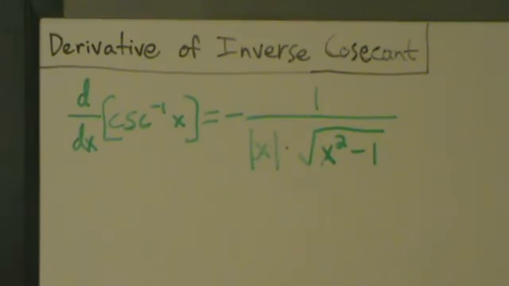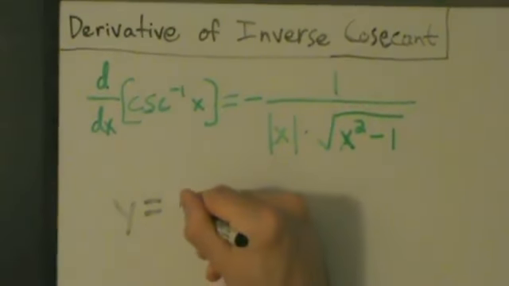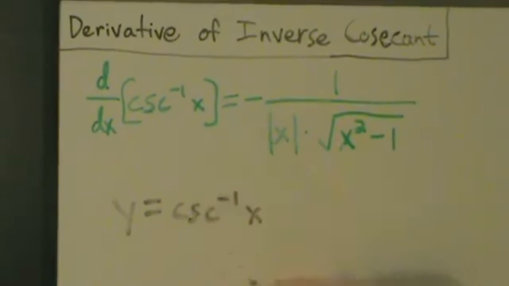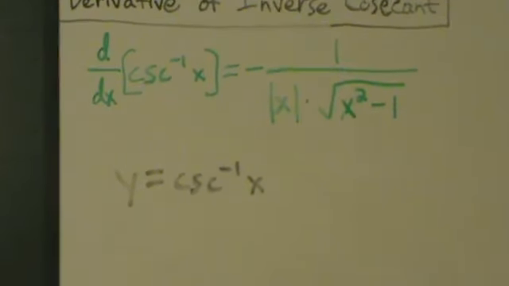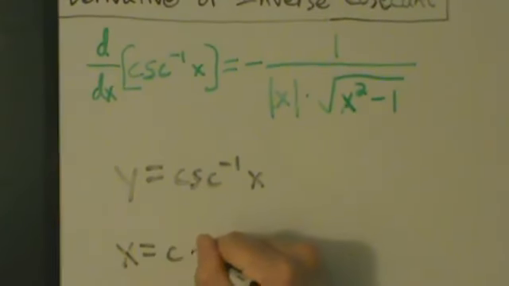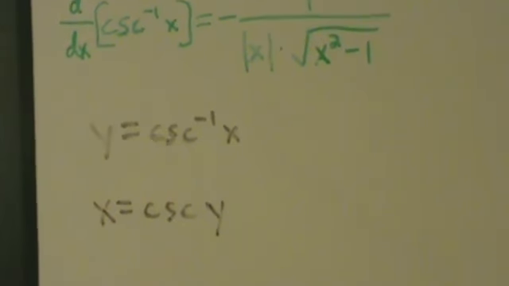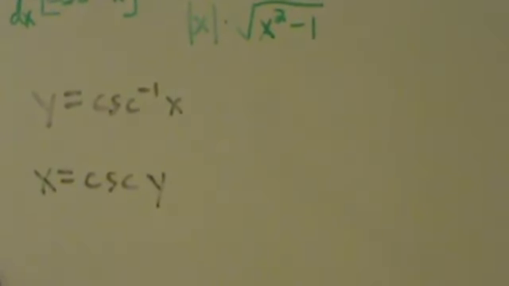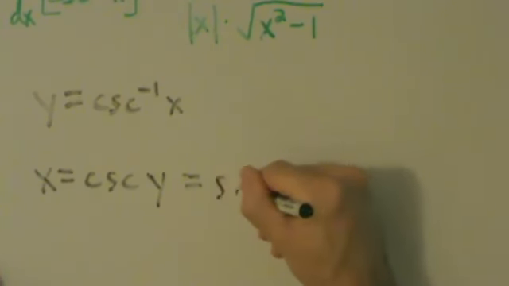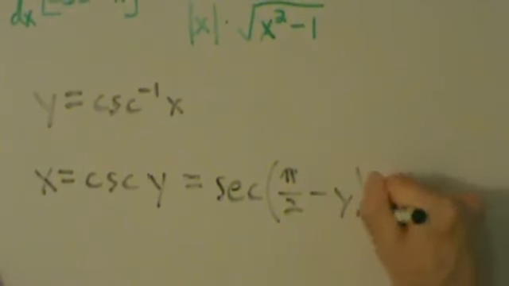So first let's start by saying y equals cosecant inverse of x. Okay, so y is the inverse cosecant of x. So this means x equals cosecant of y. Alright. And the complementary angle theorem from trig tells us that this is the same thing as secant of pi over 2 minus y.